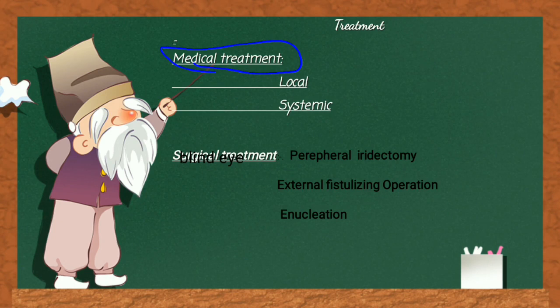The other option is the surgical treatment. As we said, we can use peripheral iridectomy. Peripheral iridectomy is used in the condition when there is no formation of the peripheral anterior synechia. If the peripheral anterior synechia has been formed, we do an external fistulizing operation. In a condition like absolute glaucoma, the last option is to do enucleation of the eye.